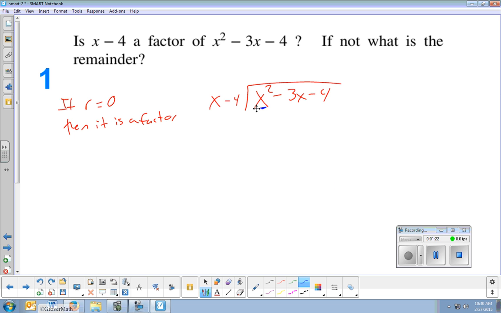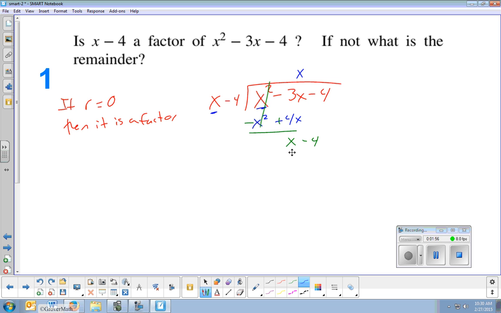So we start off with x squared divided by x, and the quotient there is x. So we divide, we distribute. X times x minus 4 is x squared minus 4x. Divide, distribute, change signs down here, combine. Combining eliminates here. Minus 3x plus 4x is 1x, and bring down the minus 4. So divide, distribute, change, combine, repeat.